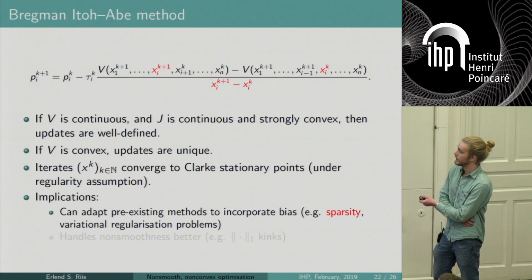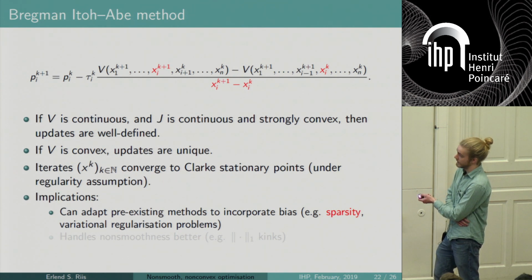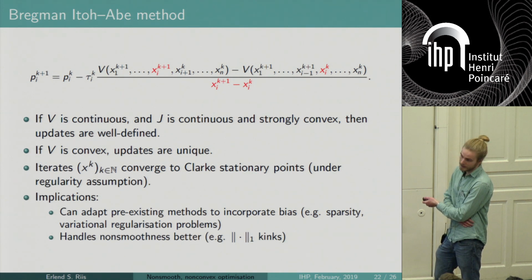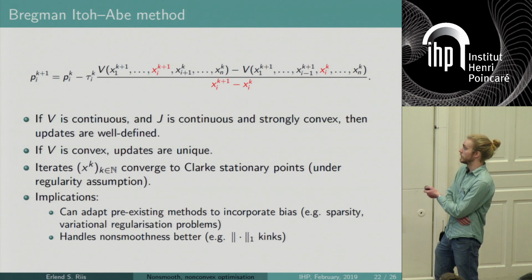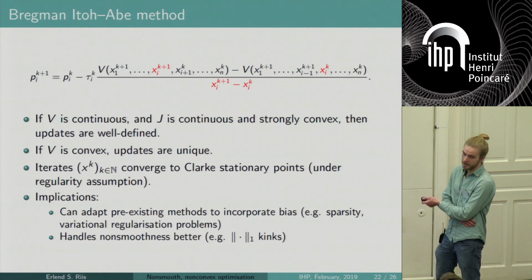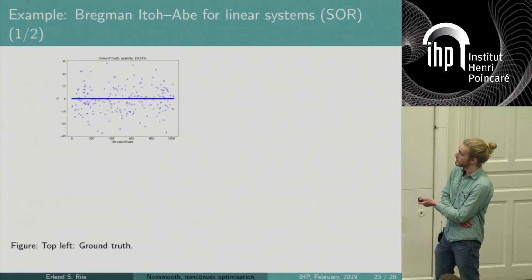And it can be useful if you know certain structures of your objective function that you want to incorporate, such as sparsity. Or if it has certain structured non-smoothness, then including an L1 term in the Bregman function will help it handle the non-smoothness better.